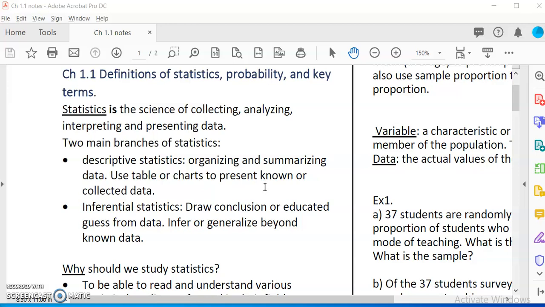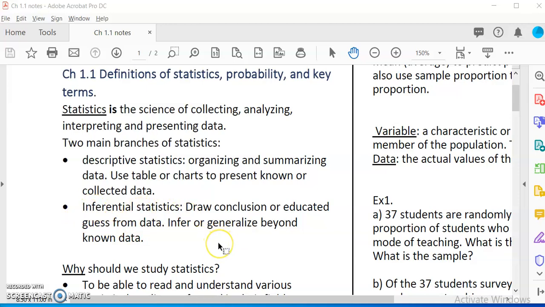Basically, you use tables, you summarize it, you use graphics to show the important features of your data. So you are not extrapolating results from it. You do not draw conclusions or generalize the data to a larger group of population. And that is what inferential statistics is about.